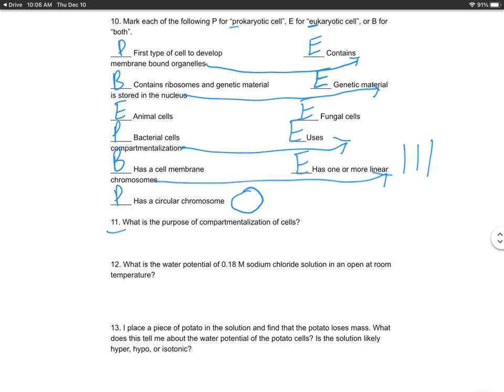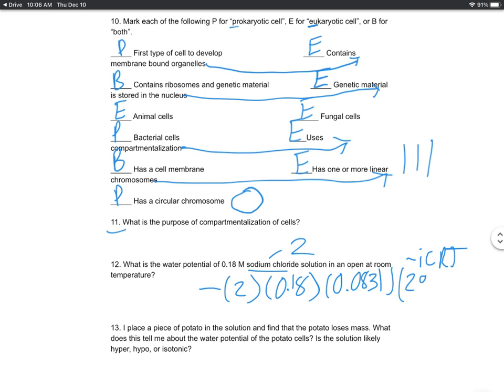Water potential, so our negative iCRT equation, had a lot of practice with these. Water potential of 0.18 molar sodium chloride solution. So sodium chloride salt has an ionization constant of 2, so negative 2 times 0.18 times 0.0831, which is always R, times room temperature, 298 degrees Kelvin. So we get negative 8.9 bars.